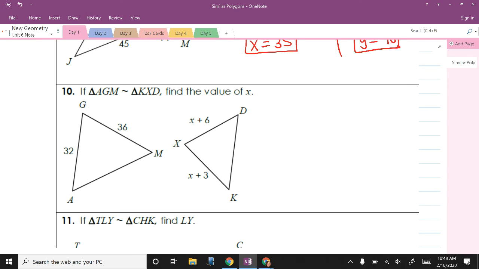All right, number 10 started putting some algebra on us. More than just proportions.